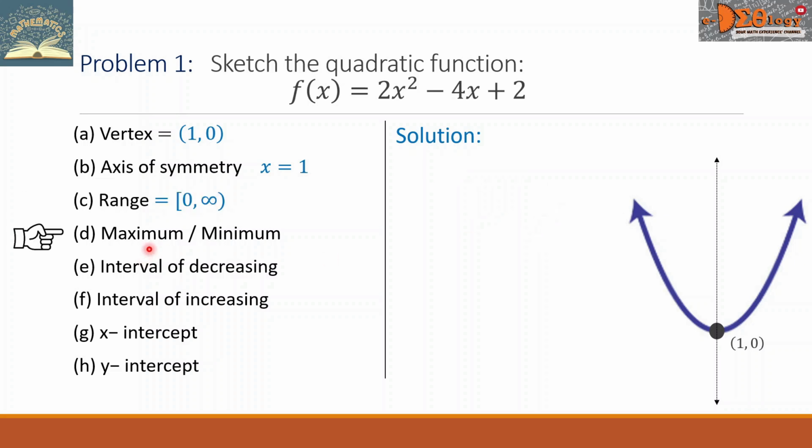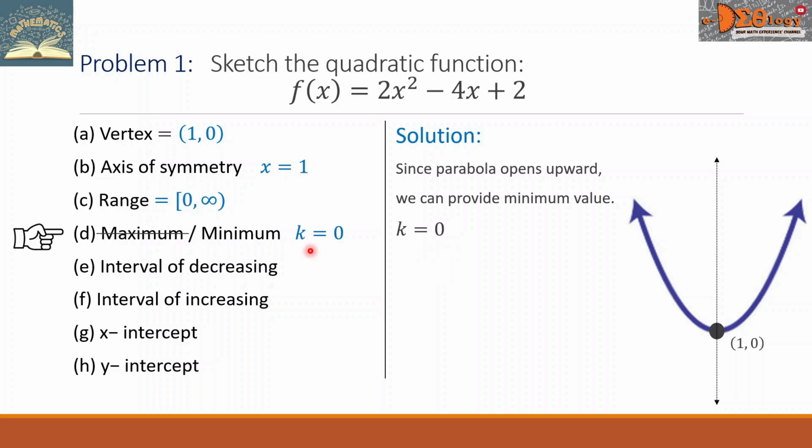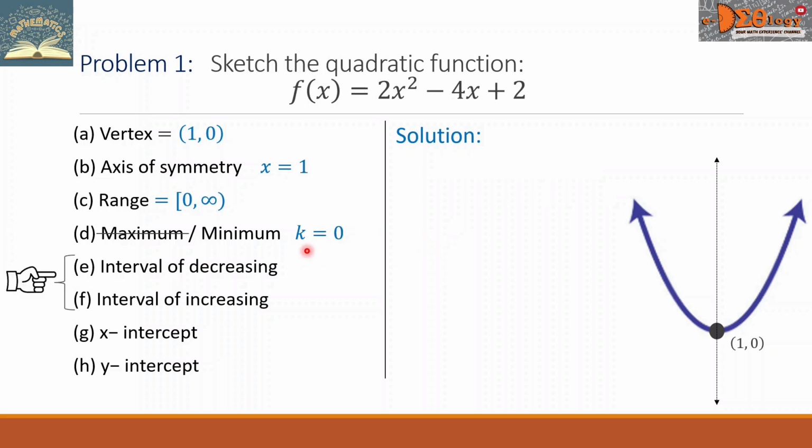Letter D, maximum or minimum value. Since the parabola opens upward, we can provide the minimum value. And the formula is k. That is equal to 0. This is the answer. Now for E and F, we will look for the interval of decreasing and interval of increasing.